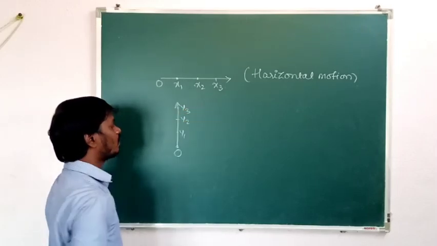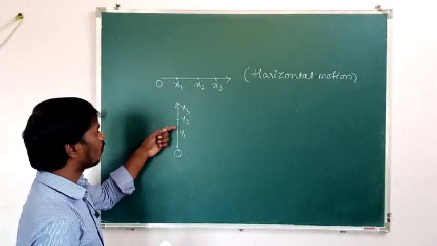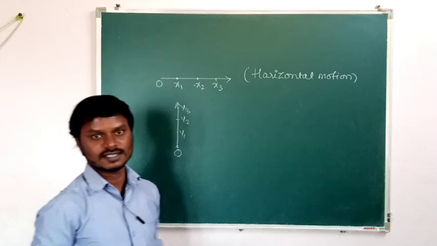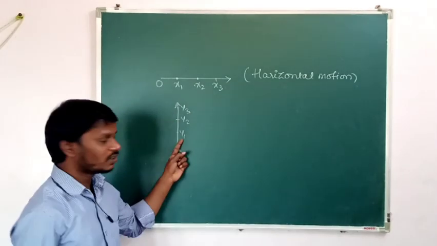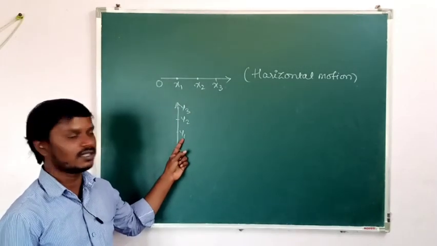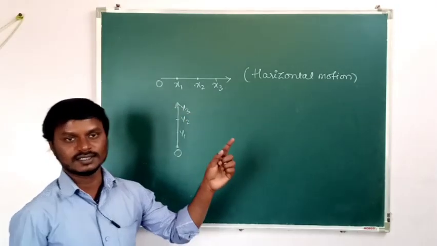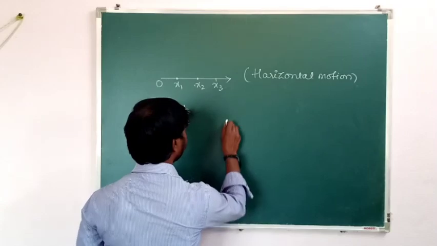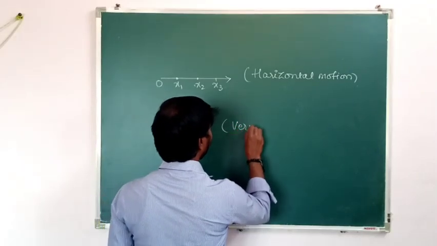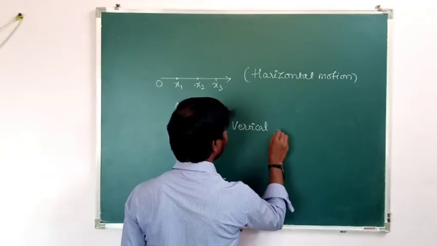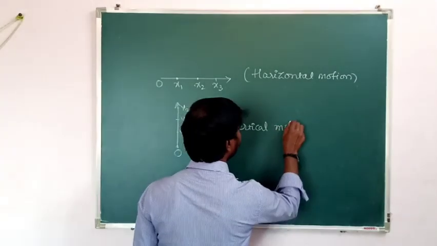With respect to time, there is a change in position of the object along which axis? Y axis. At the time t1, the position of the object along the y axis is y1. At the time t2, y2. At the time t3, y3. So it is in case of vertical motion. These two are the examples for motion in one dimension.